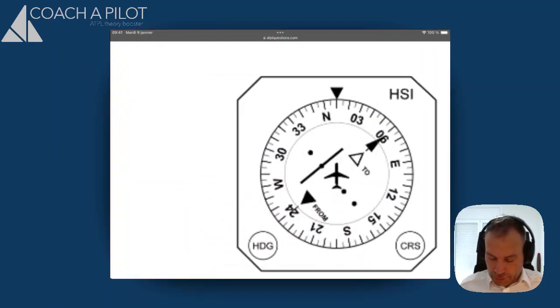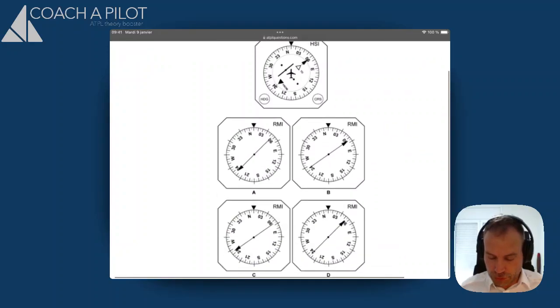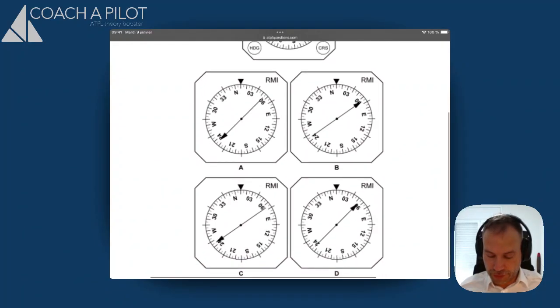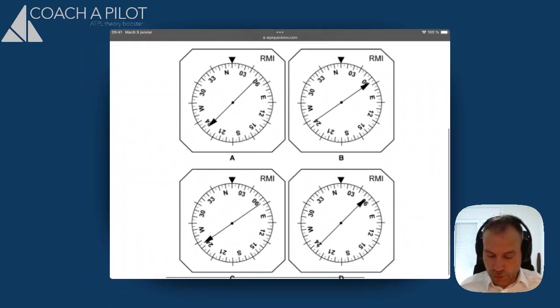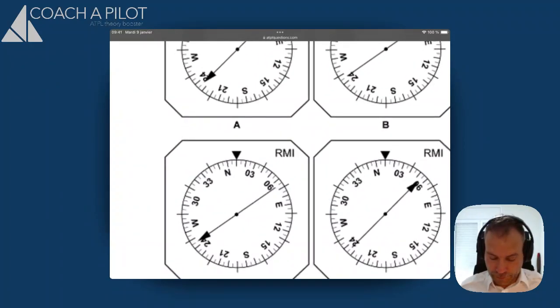Okay, then next question, what would be the RMI that corresponds to this situation? So to answer this question, you have to remember that the tip of the needle of an RMI always indicates the QDM, and the tail of the needle always indicates the QDR. So then it's just very easy because we have to identify which RMI has its tail that indicates 065. Which one? The RMI Charlie.